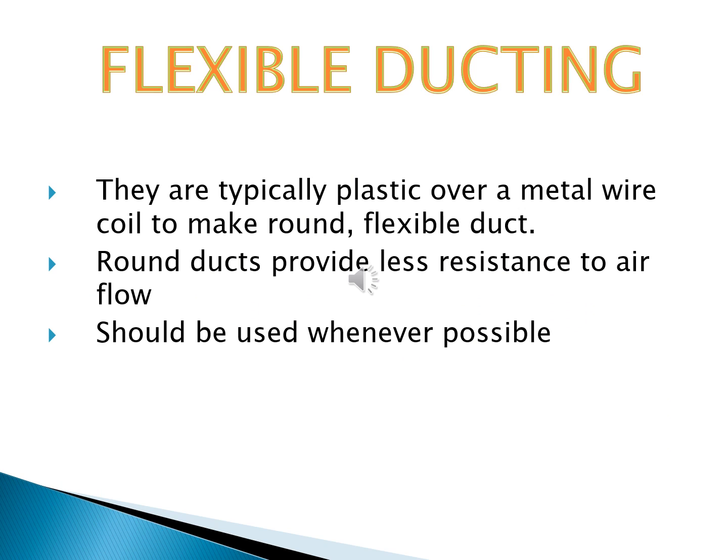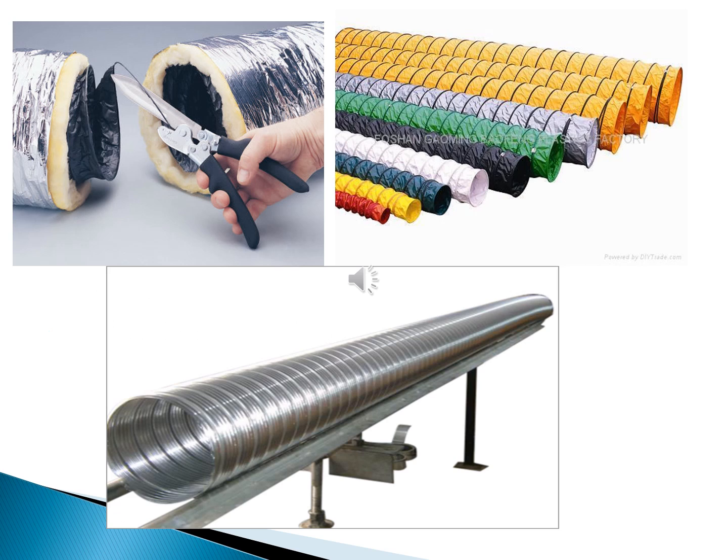Flexible ducting. They are typically plastic over a metal wire coil to make round and flexible duct. The round ducts provide less resistance to airflow. It should be used whenever possible. An example photos of flexible ducting.